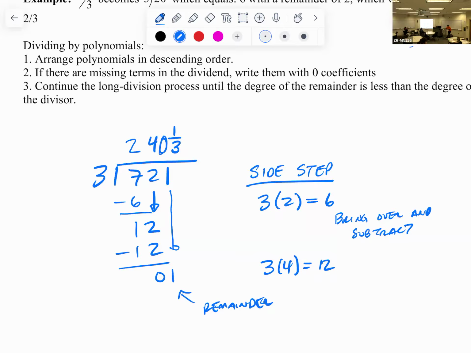So polynomials work the same. With polynomials, we have to do this process of long division with the side step, and it becomes even more important because the biggest thing is the subtract step. That's why we do the side step. We keep track of that very easily when we have values. The other thing: descending order, highest power to lowest power, write any missing terms, and continue until the degree of the remainder is lower than the degree of the divisor.